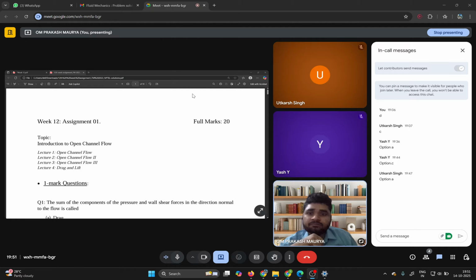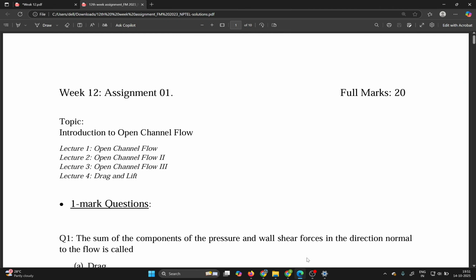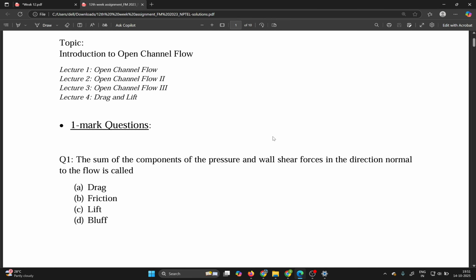You can close, yes. Okay, so let us move with another set of questions. We have already solved the 10 questions. The sum of the component of the pressure and wall shear force in the direction normal to the flow is called drag, friction, lift, or bluff. So you have four options. Remember please, sum of the component of pressure and wall shear force in the direction normal to the flow is called whether it is drag, friction, lift, and bluff.